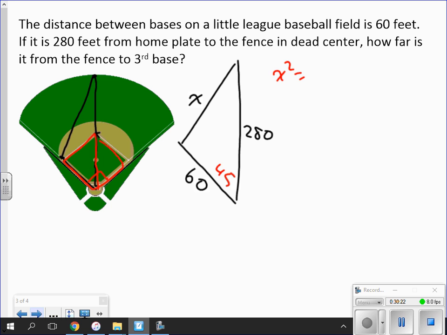X squared is equal to 280 squared plus 60 squared minus 2 times 280 times 60 times the cosine of 45. Then you solve it and you get, he has to throw it 241.3 feet. 241.3 feet.